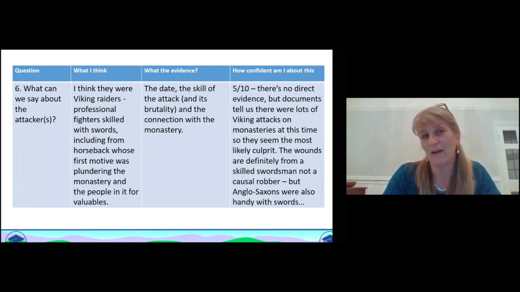So how confident am I about this? Would I convict a Viking raider? Well, there's no direct evidence, but documents do tell us there were a lot of Viking attacks on monasteries at that time, so they do seem the most likely culprit. The wounds are definitely from a skilled swordsman, not a casual robber. But it's important to remember that there were Anglo-Saxon armies around at these times. There was sometimes fighting between different Anglo-Saxon kingdoms, and the Anglo-Saxons were also good with swords. Again, what do you think?